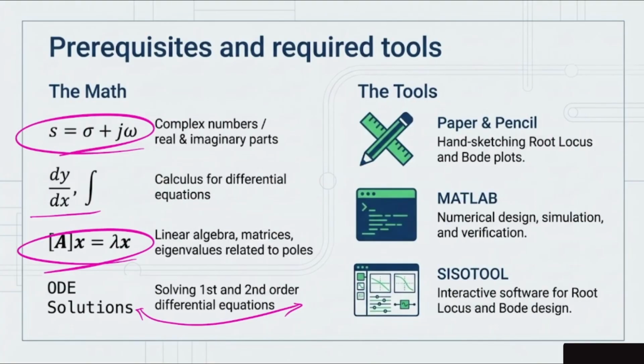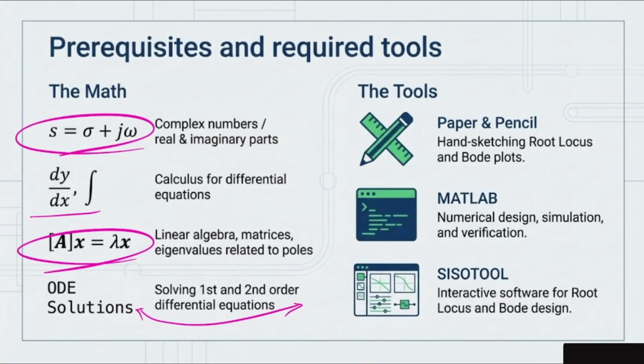Why? Because we have to convert these two to the frequency responses, to their Laplace equations. And obviously, we have to know some linear algebra related to the eigenvalues, related to the poles themselves. And finally, we have to know first and second order differential equations. We will talk about all of them.